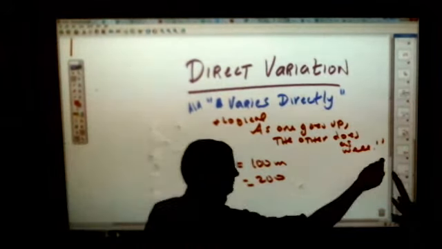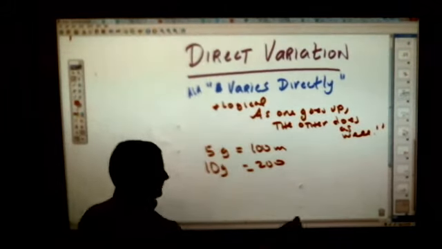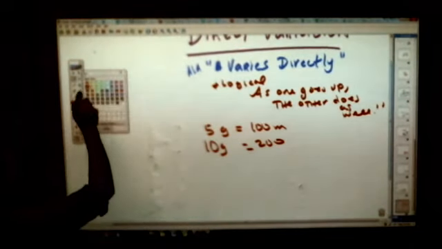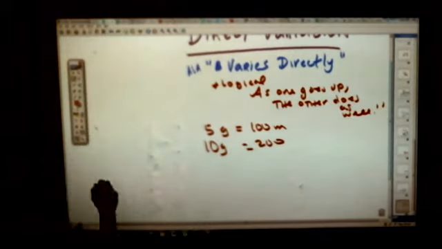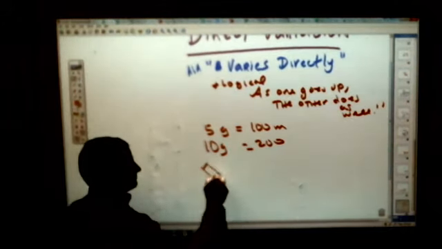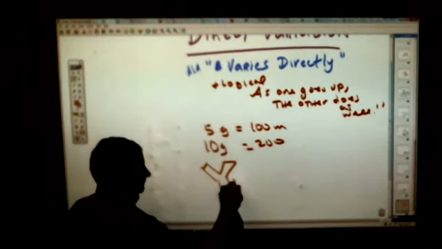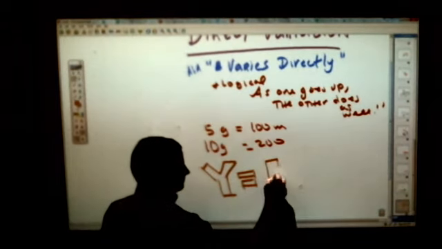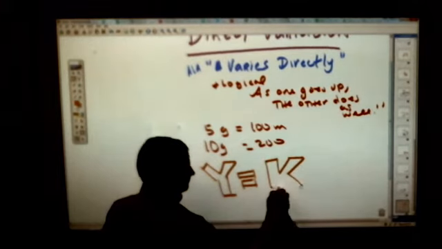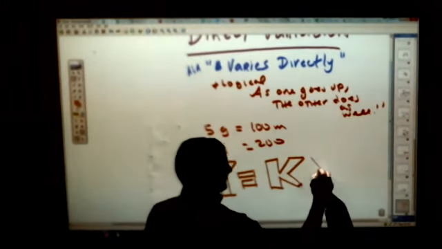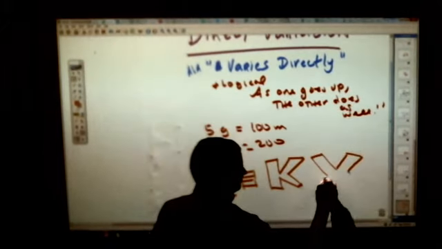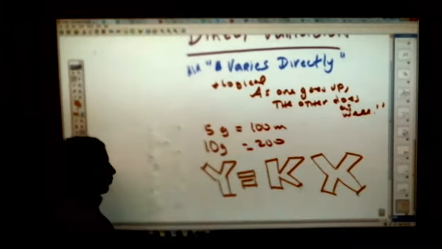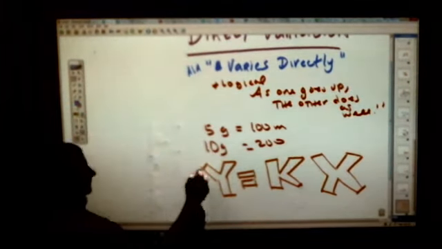What's important to know about this is a couple things. First of all, write this in big, bold, beautiful letters. You ready? What color would you prefer I use? Orange. All right. Good. Somebody said orange. Y equals K X. Y equals KX.